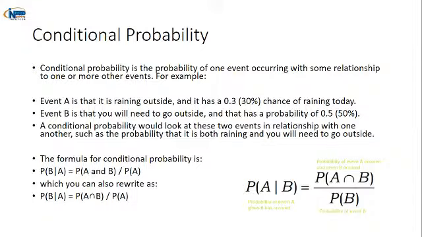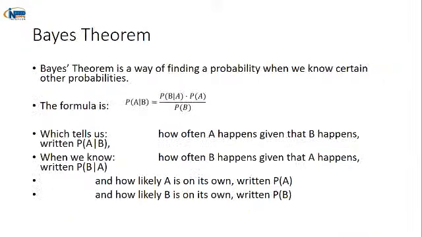And here you can see the formula of conditional probability. It is read as the probability of A such that B has already occurred, and here we find the intersection of A and B and divide by the probability of B. So this is the formula. And Bayes theorem is derived from this formula only. The purpose of Bayes theorem is to tell how often A happens given that B happens.